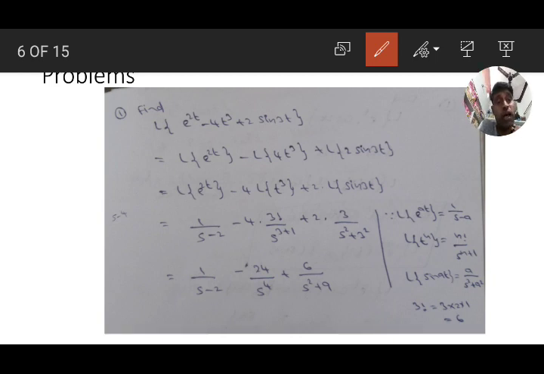Depending on these formulas, we can write L of e to the power of 2t equal to 1 by s minus 2, 4 into L of t cube, with n equal to 3, so 3 factorial by s to the power of 3 plus 1, and 2 into L of sine 3t, with a equal to 3, so 3 by s square plus 3 square. By simplification, we get 1 by s minus 2, minus 4 into 3 factorial, which is 6, 6 into 4 is 24, 24 by s to the power of 4, plus 2 into 3, 6 by s square plus 9. This is the answer of this problem.